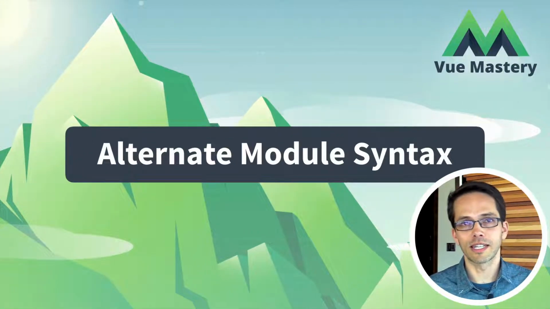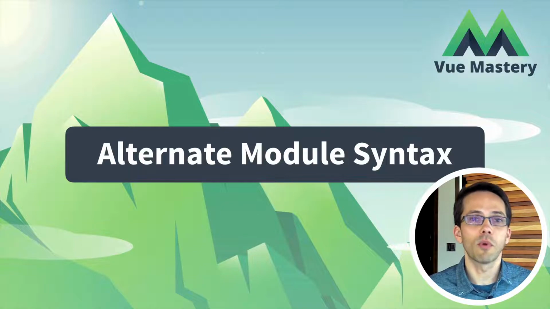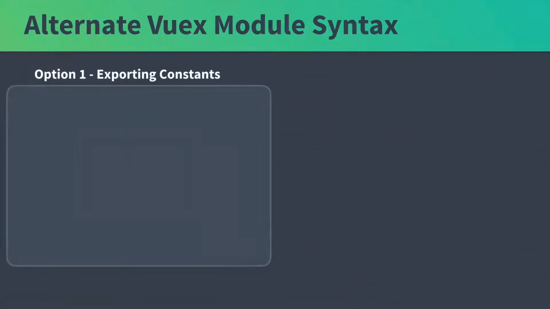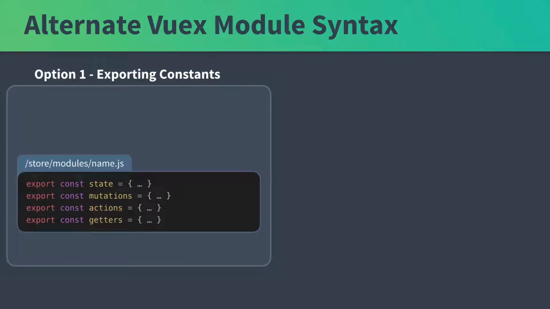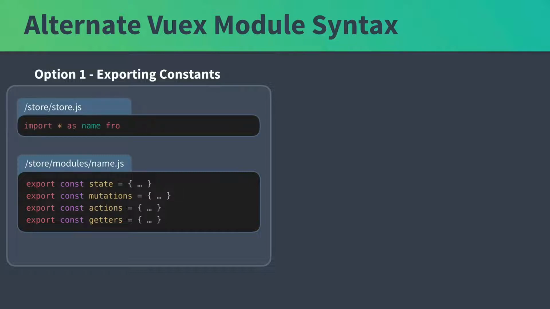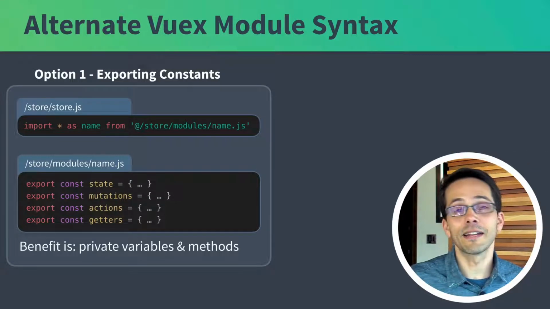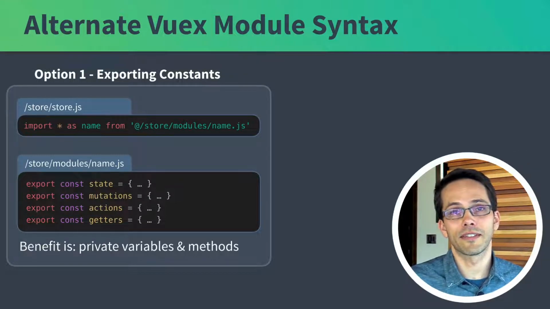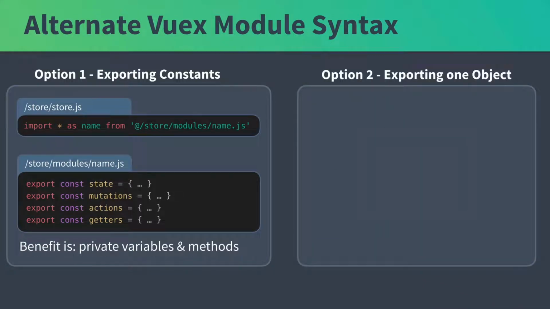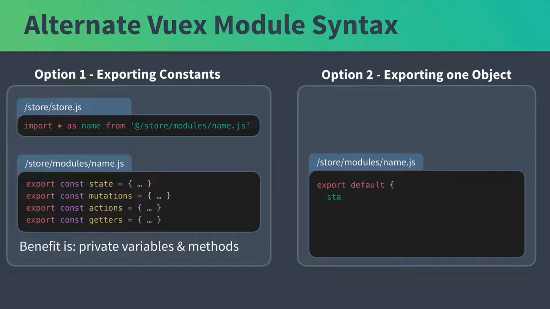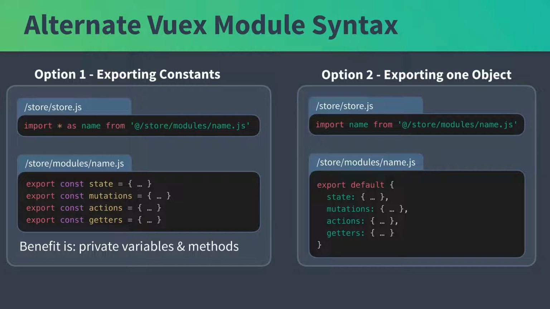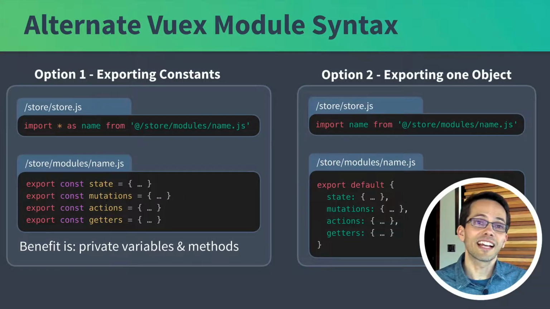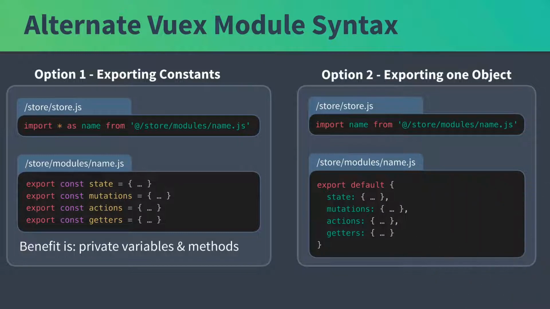I've been showing you one module syntax for Vuex, but there's two you'll see often in the wild. The first one, which we've been using, uses constants. So inside our modules, we have state, mutations, actions, and getters. Then inside of our store.js, we use import star. The benefit of this syntax is that it makes it easier to create private variables and methods. The other syntax you'll often see is just exporting a single object with our state, mutations, actions, and getters. And then here's how we import that. Both syntaxes are fine. It's just a matter of preference.